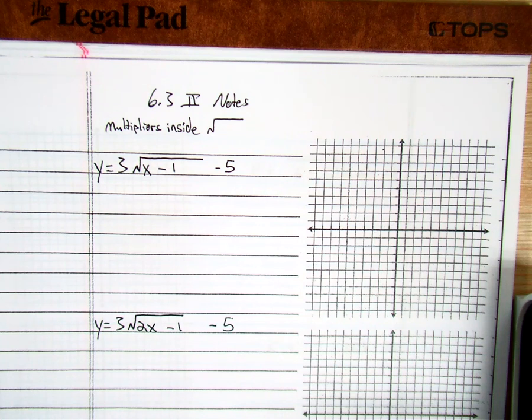Hello, Algebra 2. Here we are with Section 2 of 6.3. We've got multipliers on the inside of our square roots now.